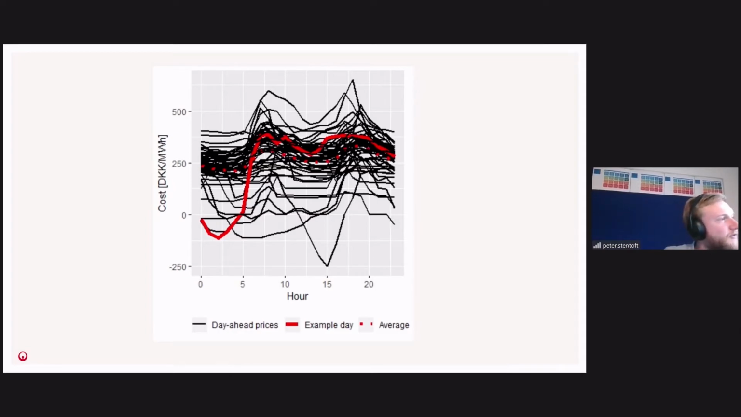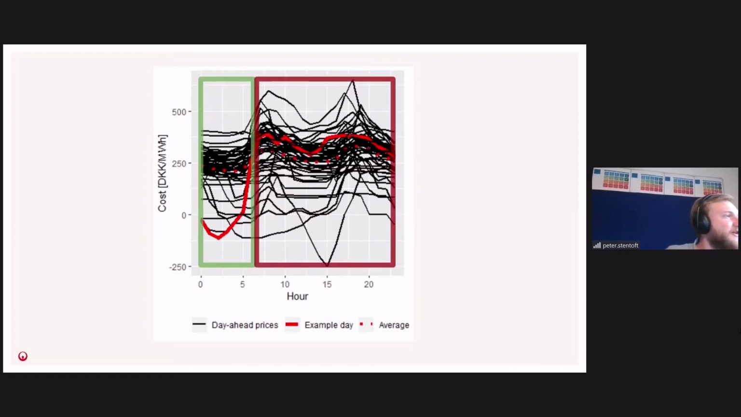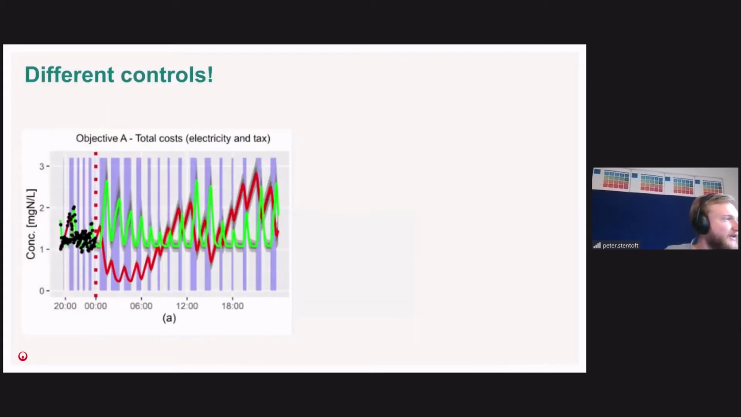But this is 50 random days of electricity prices with some diurnal variation, and there are also a few negative hours and so on. And if you pay closer attention to the example day, you see that there is a cheap period in the beginning of the day, and then some expensive periods later on, from approximately 8 o'clock until midnight.